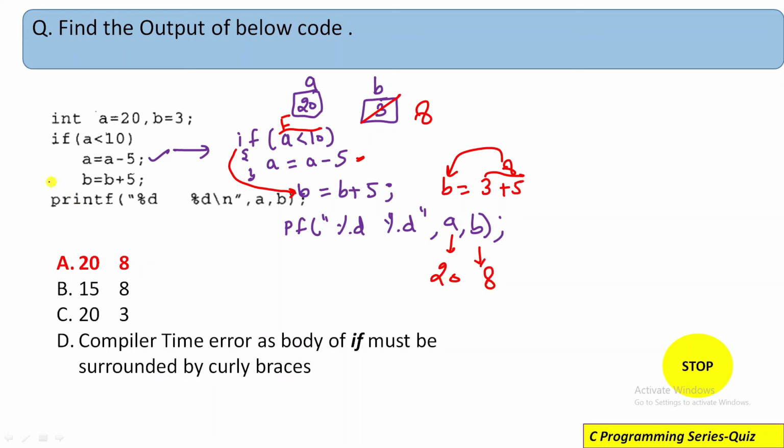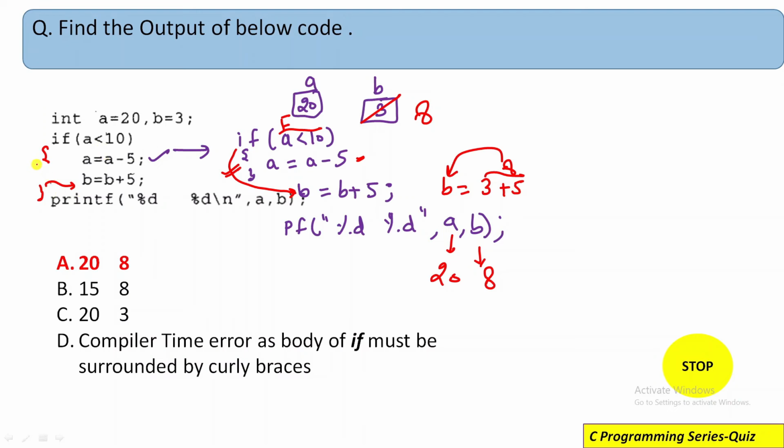Here you can see we have indented b equals b plus 5, and a also. This does not mean that the body of the if starts from here and includes this b statement. No, this indentation has no effect in C programming. It has an effect in Python and other programming languages where indentation matters. But in C and C++ indentation does not matter. So the concept was this one: only the first statement will be considered inside the if when we are not putting any curly braces.